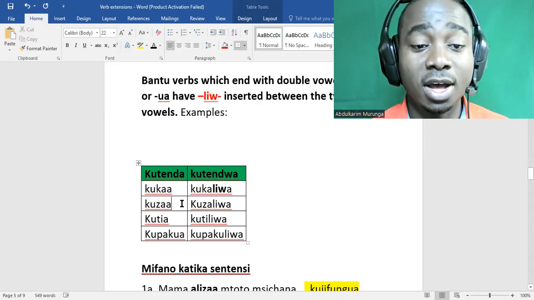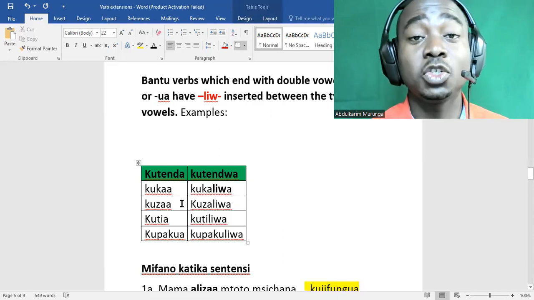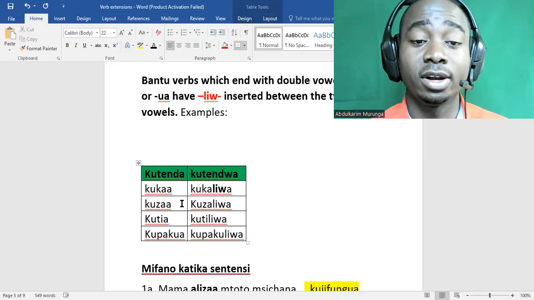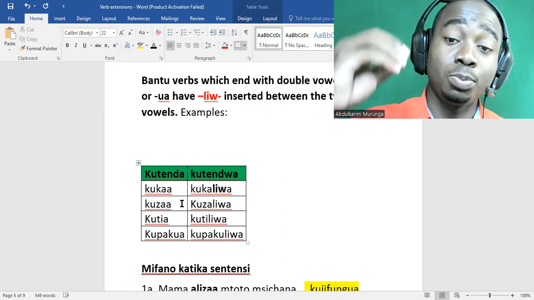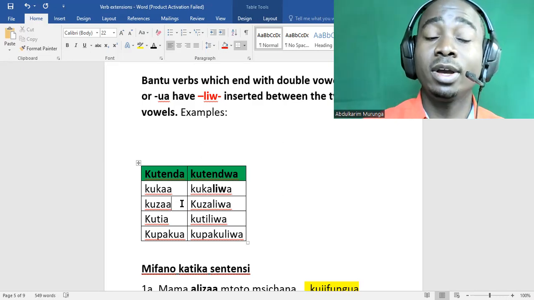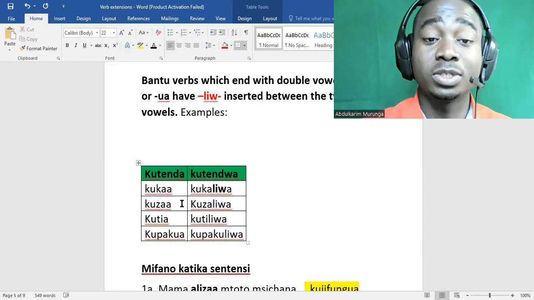Okay. Kuzaa is to give birth. Then kuzaliwa is to be born. Kuzaliwa, to be born. Kutia is to put something, maybe somewhere. Kutiliwa is whereby something is being put somewhere. Kutiliwa. Sawa?